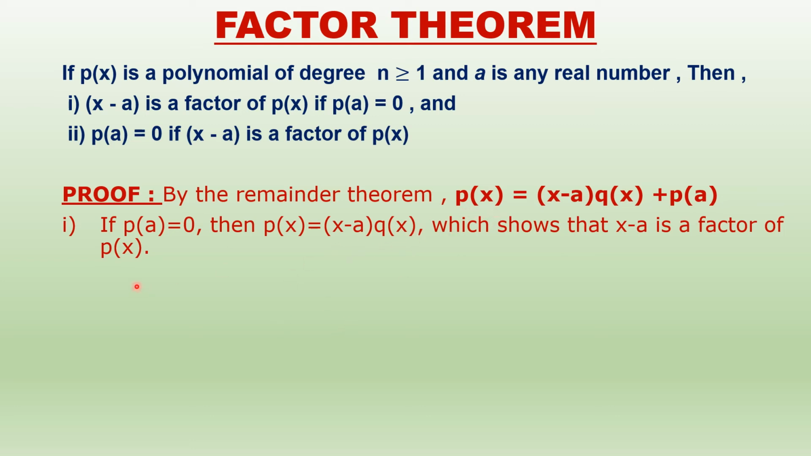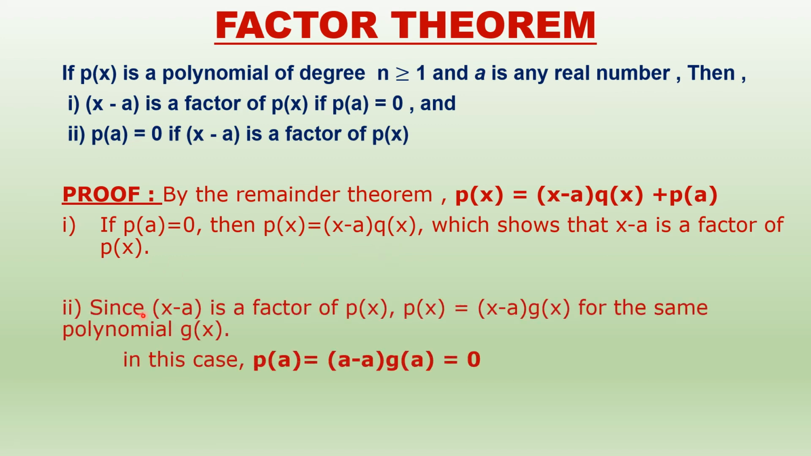When we substitute p of a is equal to 0 in this equation, it shows that x minus a is a factor of p of x. Here we can tell that x minus a is a factor of p of x. Now the second one: since x minus a is a factor of p of x, we have already seen how x minus a becomes a factor of p of x.